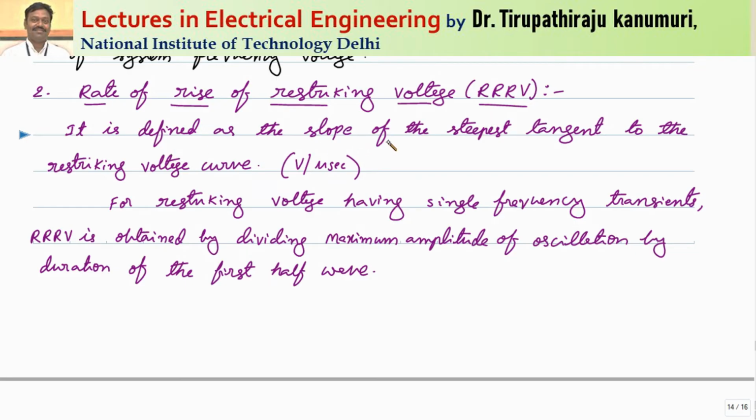It is defined as the slope of the steepest tangent to the restriking voltage curve. Whatever the restriking voltage curve is, the steepest tangent of that curve is called the rate of rise of restriking voltage, which is given in volts per microsecond. In 1 microsecond, how much voltage rise is there.